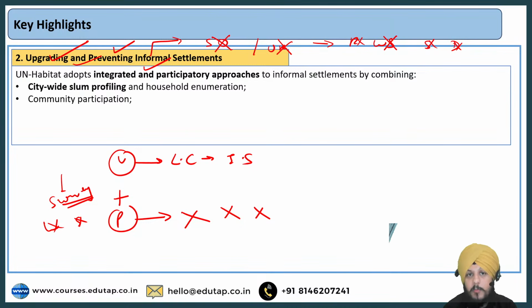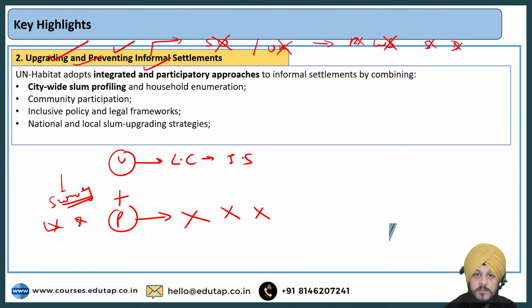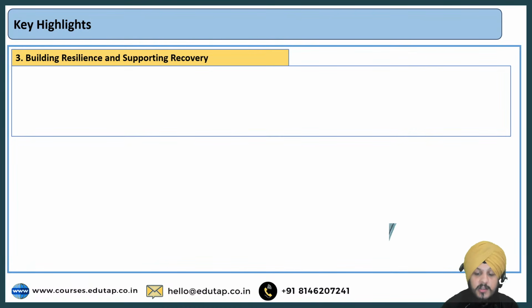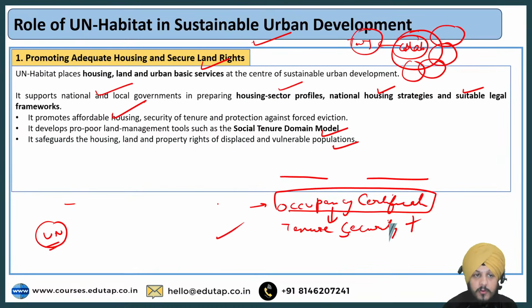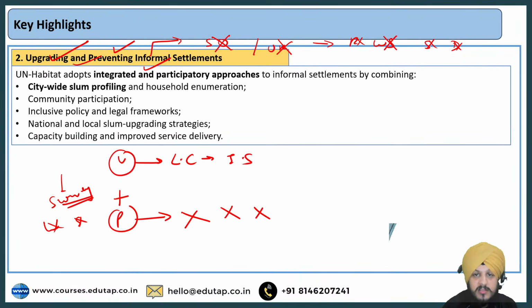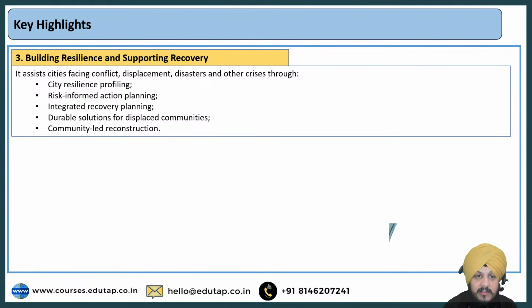Then it enables community participation. It promotes inclusive policy and legal frameworks with respect to different governments, and national and local slum upgrading strategies too, where it also enables participation, right? Now, the third point with respect to the role of UN Habitat in sustainable urban development is building resilience and supporting recovery. Now, this point is very much straightforward, right?